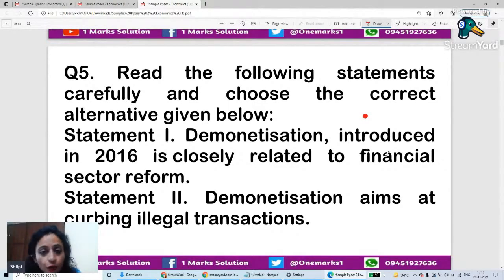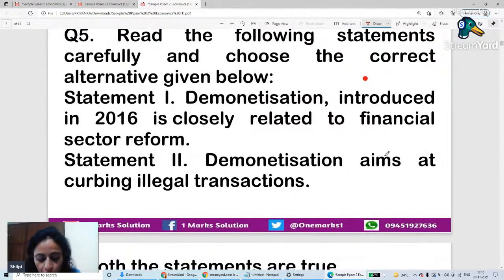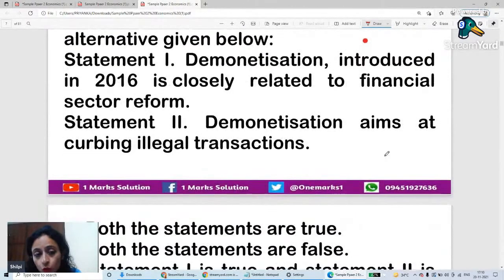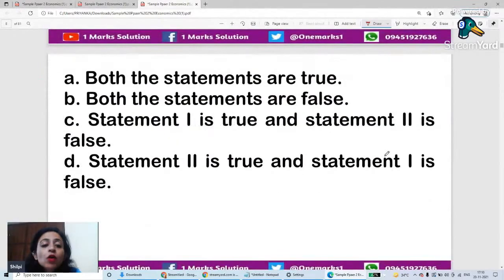It is not related to financial sector reform because demonetization is not a feature for correcting the financial statement of a country. So this statement is false. Statement 2 says demonetization aims at curbing illegal transactions, which is very true. Demonetization is intentionally done because of one of these reasons, curbing illegal transactions. So statement 2 is true and statement 1 is false. So option D is correct.